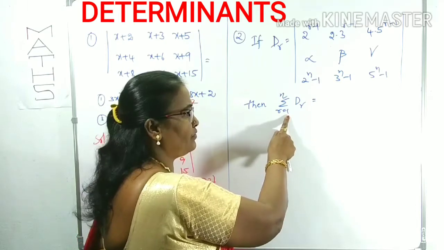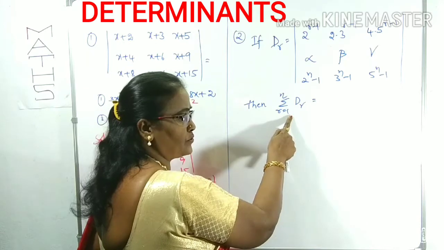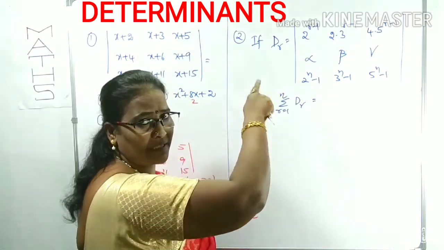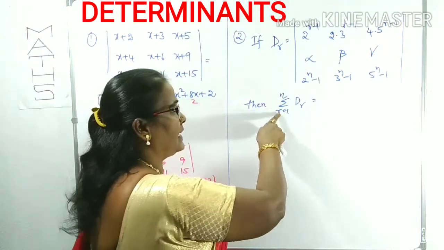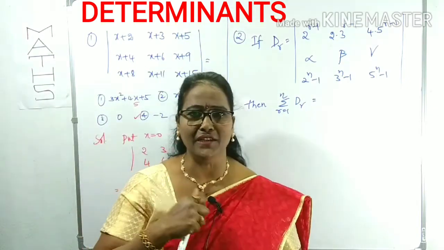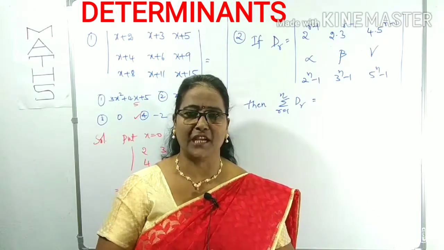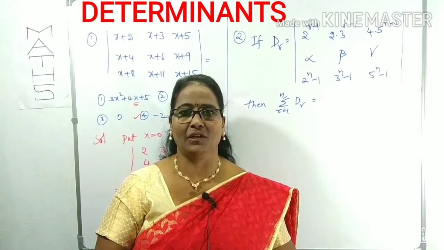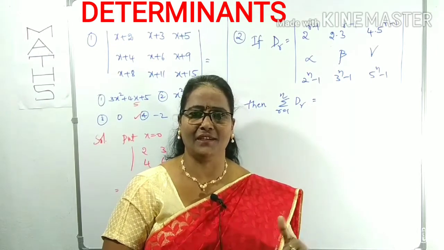If you take r equals 1, you can find D1; r equals 2 gives D2. The sum is D1, the determinant for r equals 1, plus D2, the determinant for r equals 2, up to the last, r equals n, Dn. We can add all of them and find the resultant value. But if you do all those steps, it simply takes more than 1 hour. So from the competitive examination point of view, you have to think of an alternative.